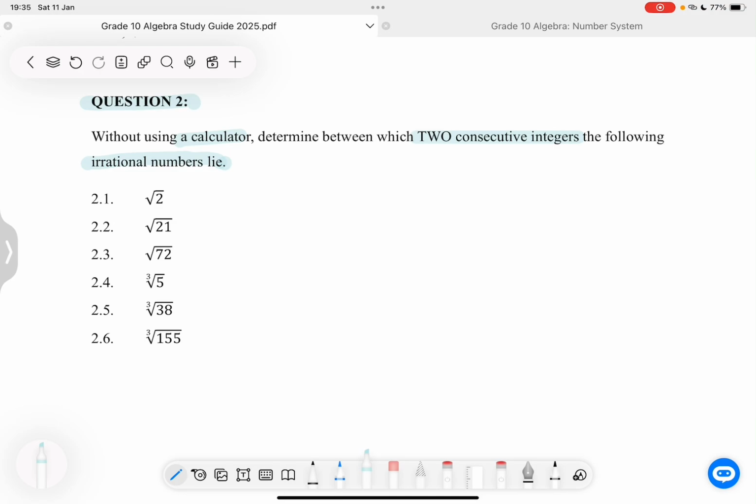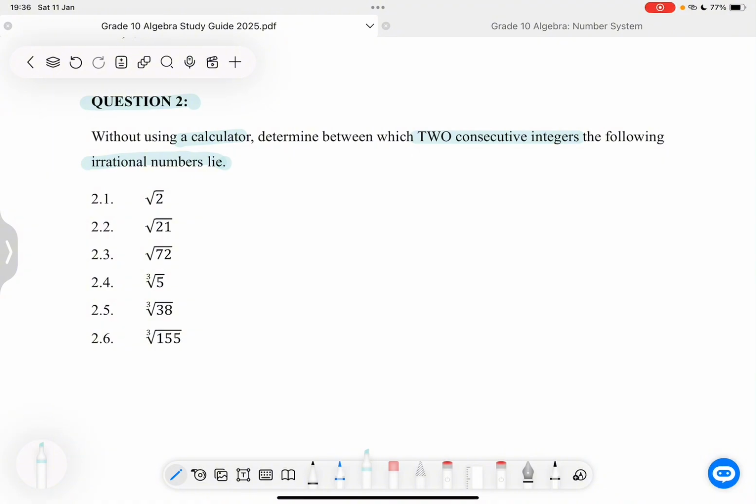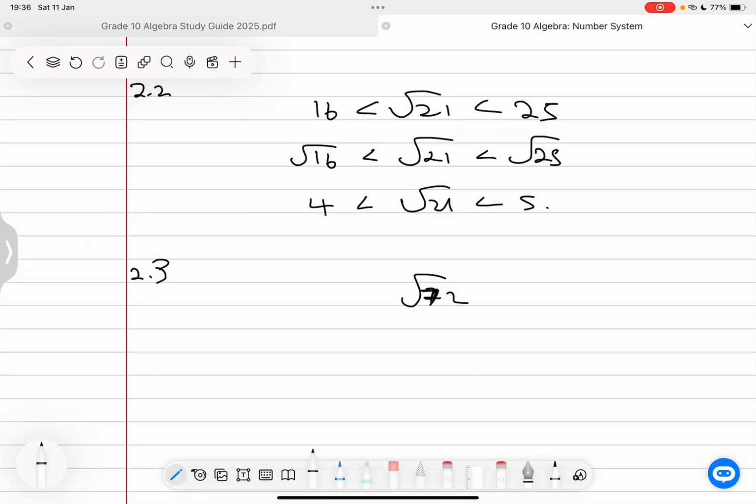If we look at 2.3, we are looking at the square root of 72. Again, we're going to look for two perfect squares that we can put on either side.